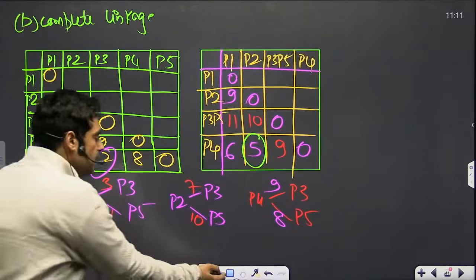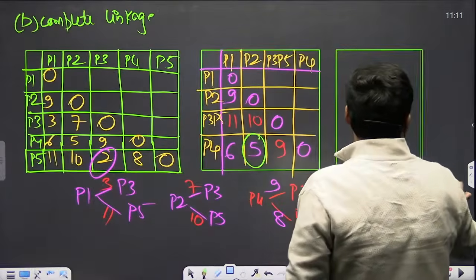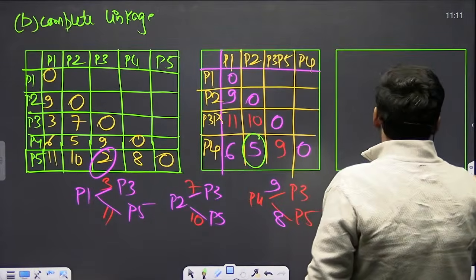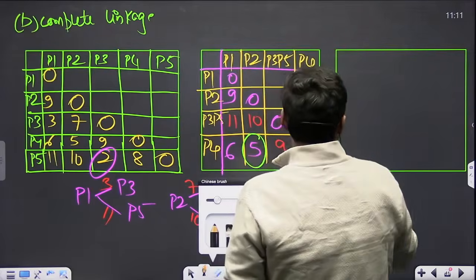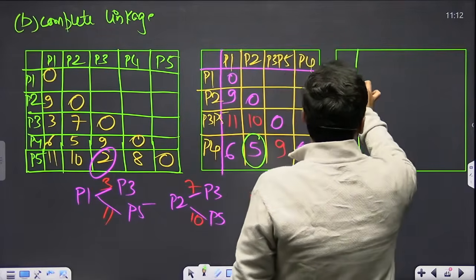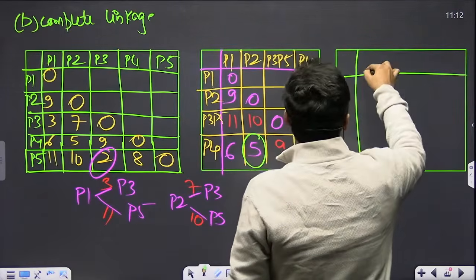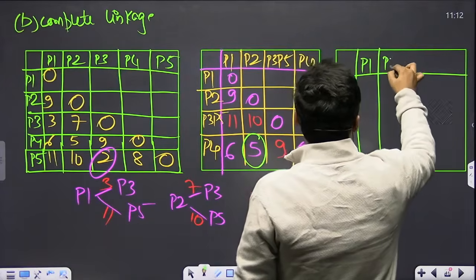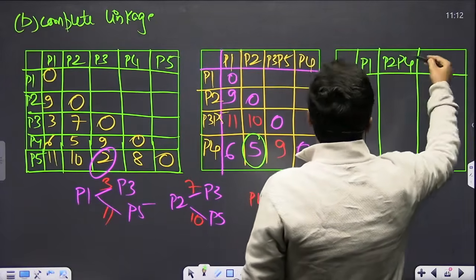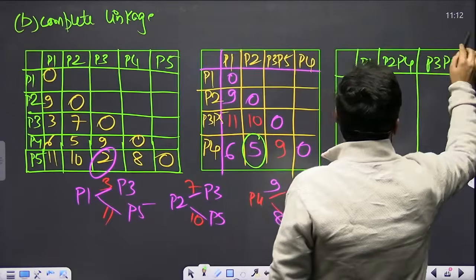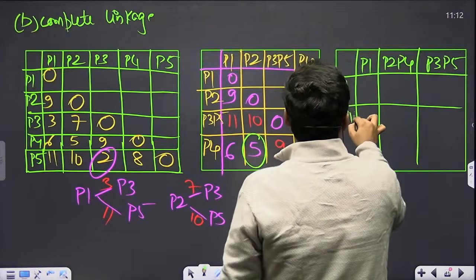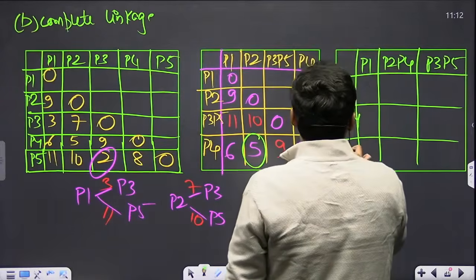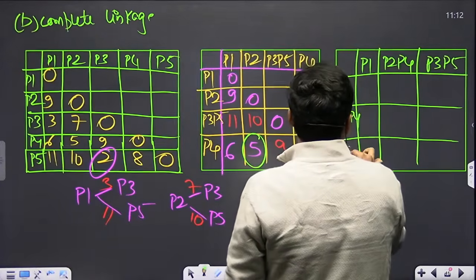So in the next clustering, what would I cluster? I would cluster P2 and P4. This is P1. Already I have clustered P3 and P5. Similarly, this is P1, now I would be clustering P2 and P4, and here I have P3 and P5.